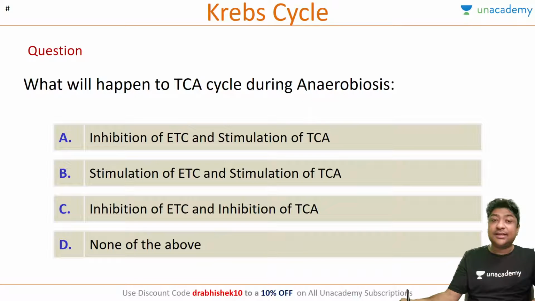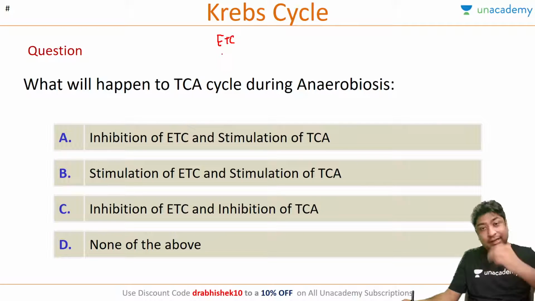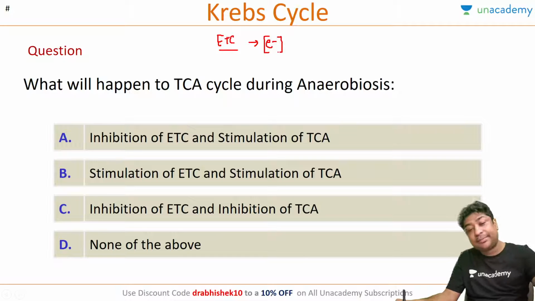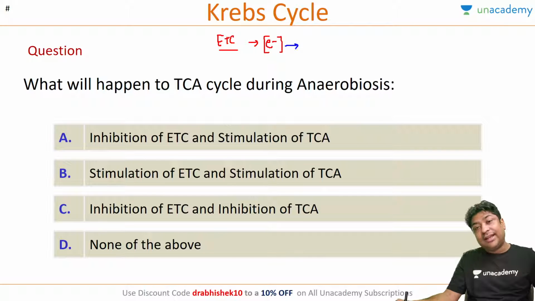The correct answer is, remember that in the electron transport chain, who is the final acceptor of the electron? Tell me, who is the final acceptor of the electron? The final acceptor of the electron is oxygen.